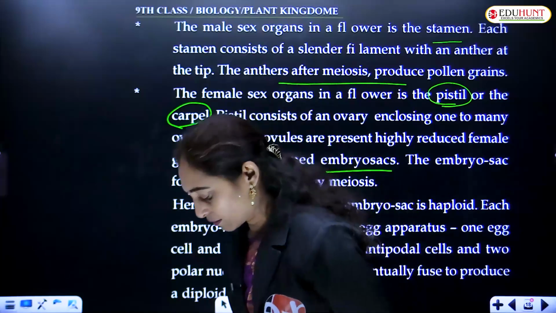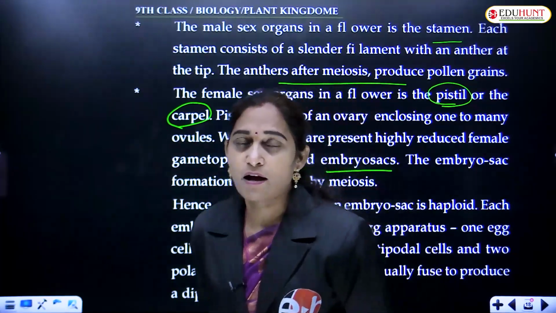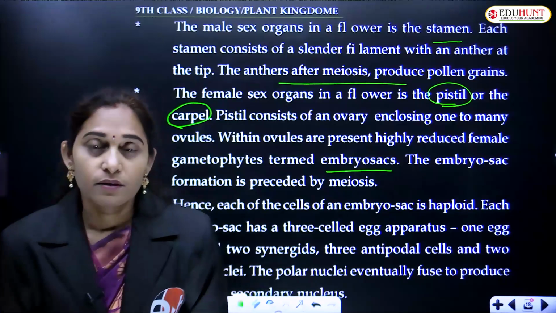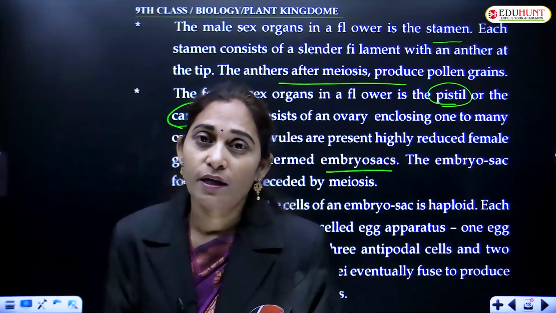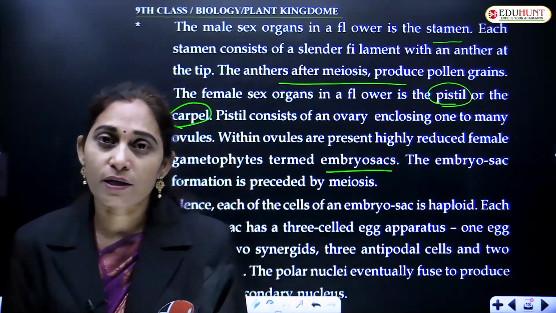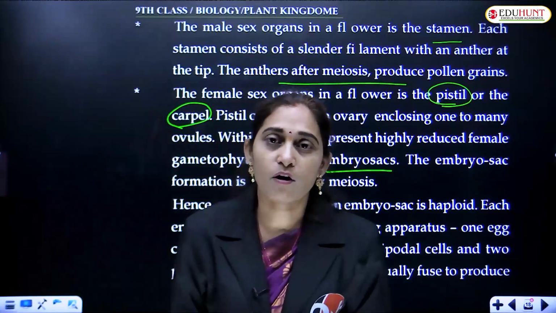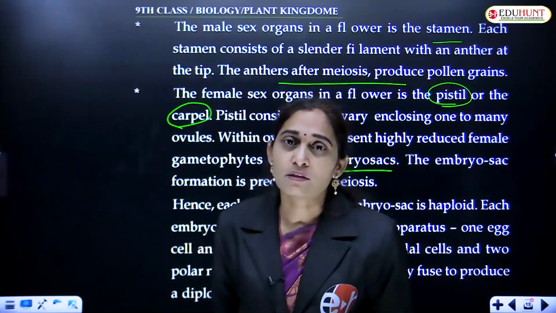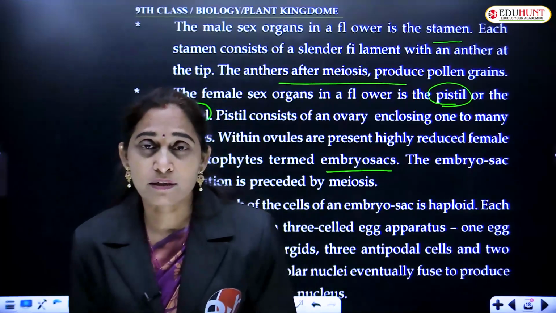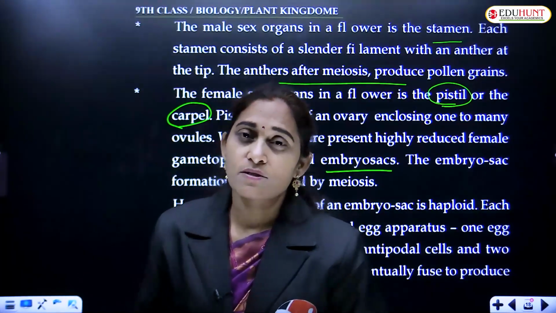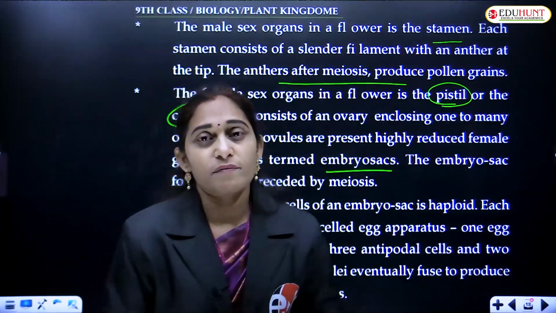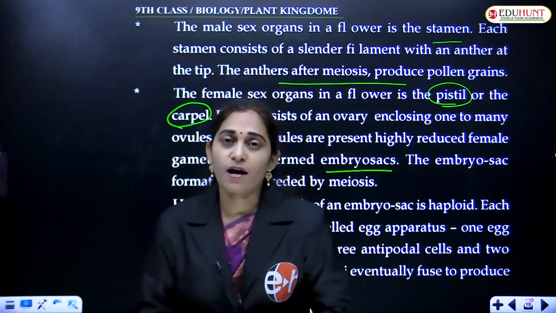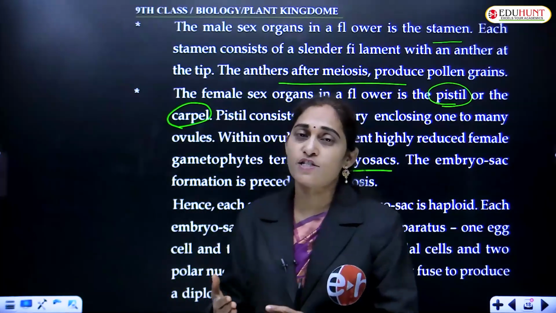We'll discuss the process of fertilization, how the male reproductive organs are developed and how they release the pollen grains, and how the female reproductive organs developed and how they participate in fertilization. It is another concept. Now we have discussed the essential organs of the flower, that is androecium and gynoecium.